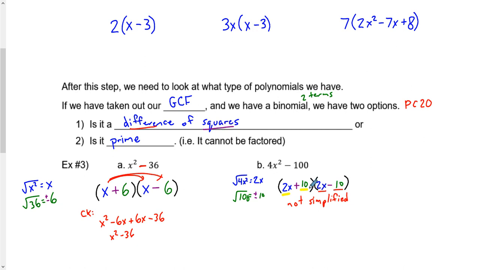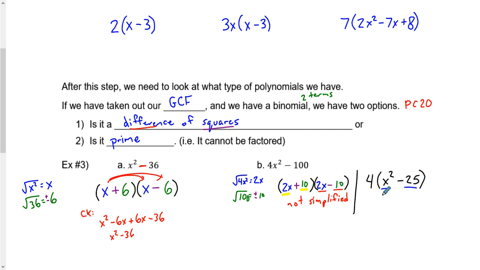So let's go back to our notes. If we have taken out our GCF, 4x squared minus 100 has a greatest common factor. That greatest common factor is 4. So when we factor a 4 out of 4x squared, we're left with x squared. We factor a 4 out of 100, we're left with negative 25. And the beautiful bit of information is an x squared and a 25 are still perfect squares. We can still do a difference of squares.